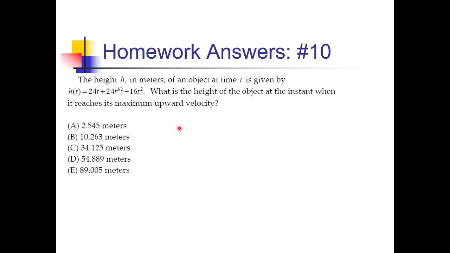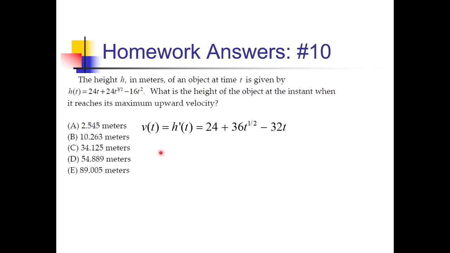So it would be good if we had a formula for velocity, and better still if we had a formula for the derivative of the velocity. Well, the velocity itself is just going to be h prime, the derivative of the motion here. So using my power rule, that's going to be 24 plus 3 halves times 24 is 36 t to the 1 half. And then this last one will be negative 32t.